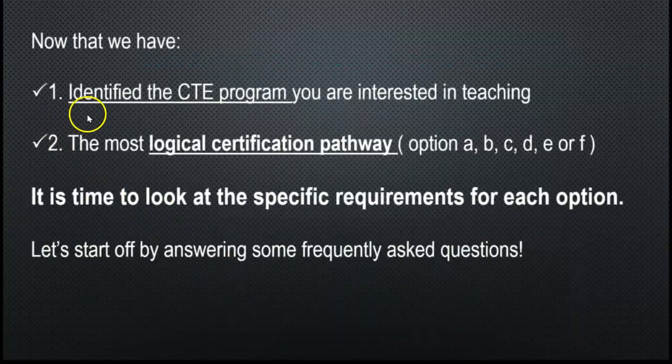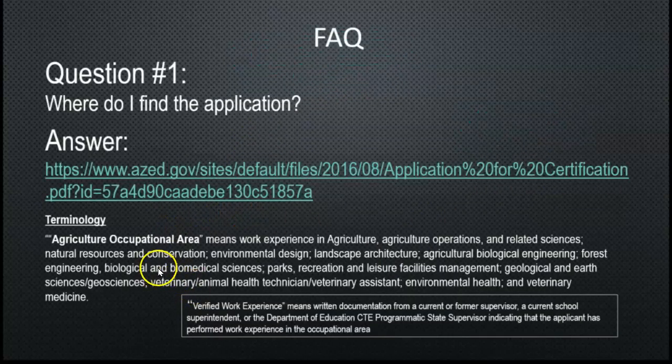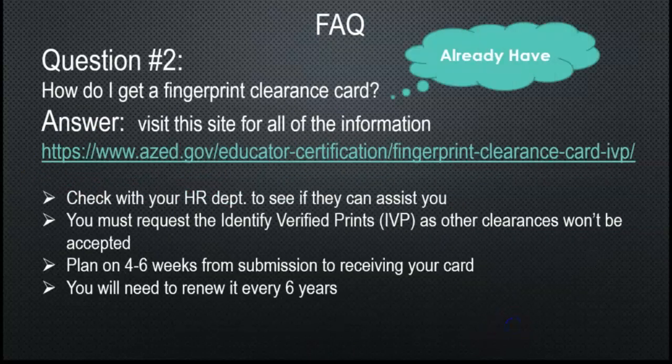And so we're moving to step 3, identify the requirements and your timeline. Well, so basically we've already identified, we're looking at Agriscience. We're going to take option B. And then time-wise, what needs to be done to get there. Now, some questions to answer are about resources. For example, where do I find the application? That information is given to you in the PDF as well. Also, by now, you should have your fingerprint card already, so that shouldn't be a problem. But if you don't, you will need to have one before you even start in the classroom.